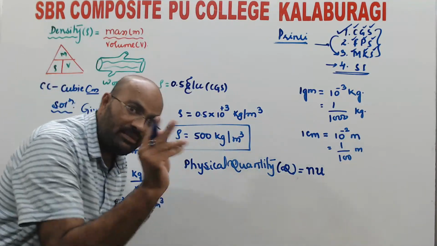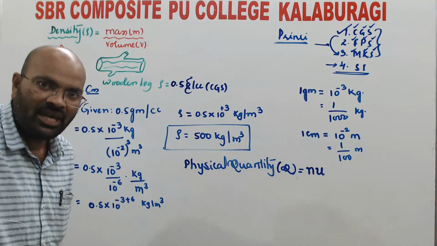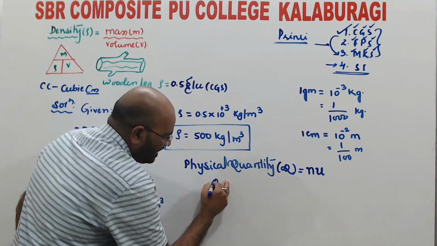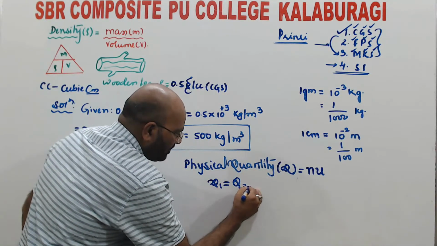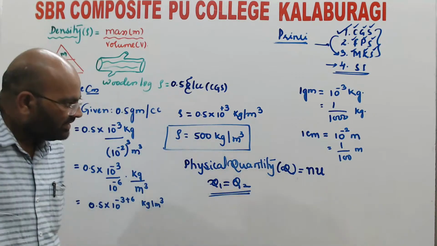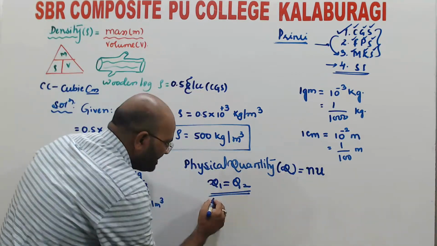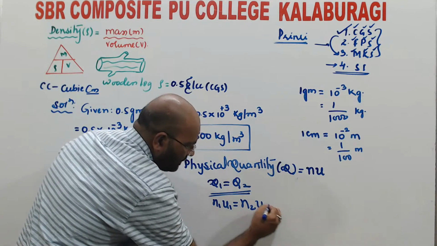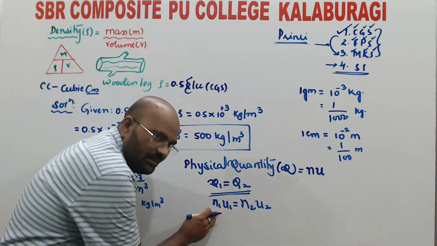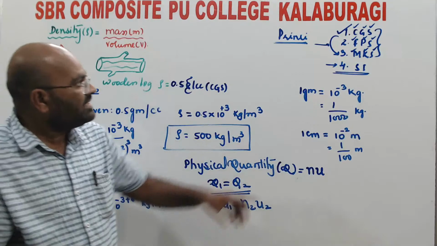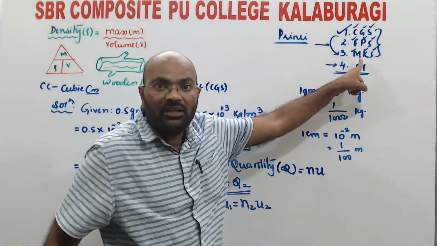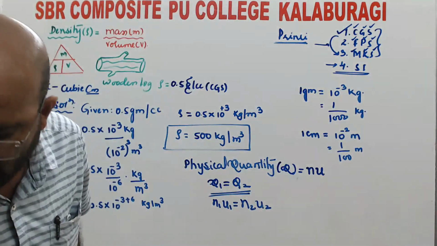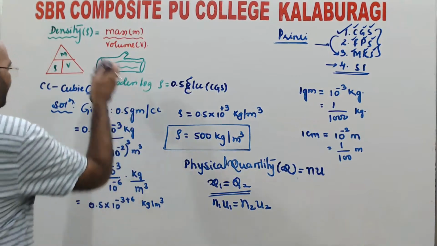For any two similar quantities, there is a comparison. If I make two comparisons, then what do I have to write? This can be written as Q1 is equal to Q2 for any two quantities. Then this equation can be represented as N1 U1 is equal to N2 U2. Then one system is given as CGS, we have to convert into the system we call MKS. How do you convert from this equation? Let's find the method to solve by using this technique now.